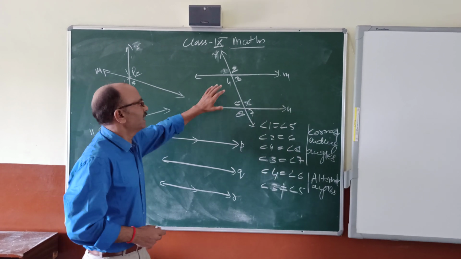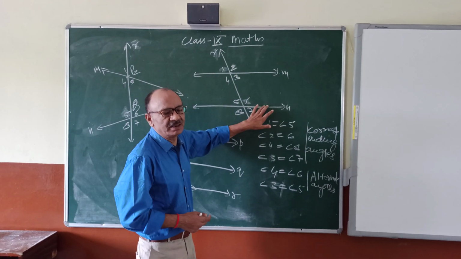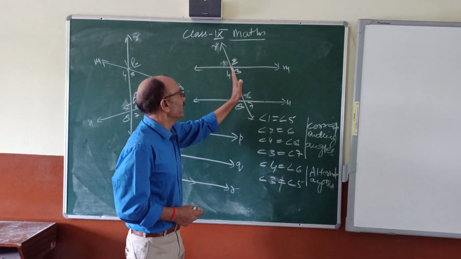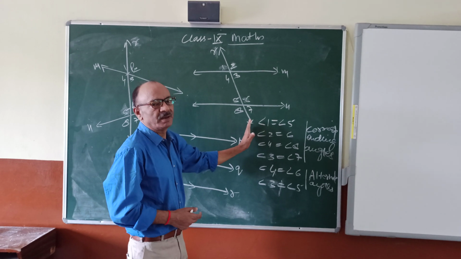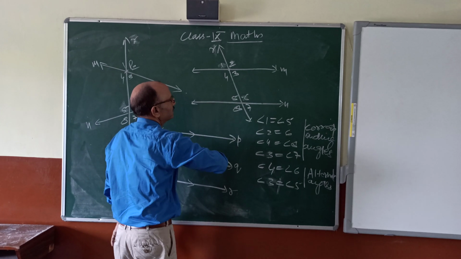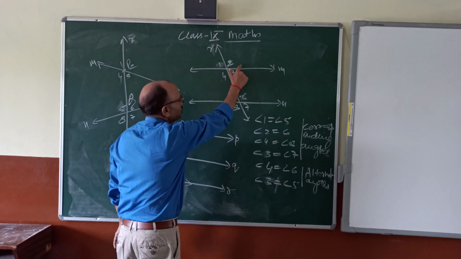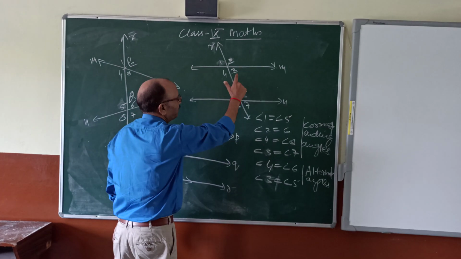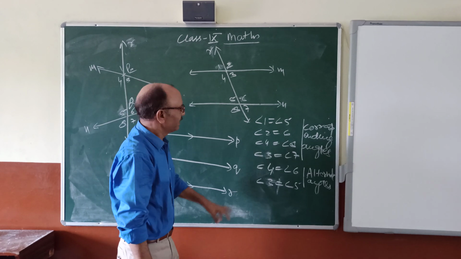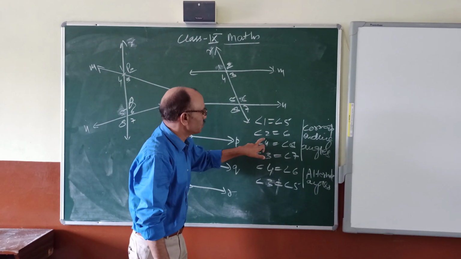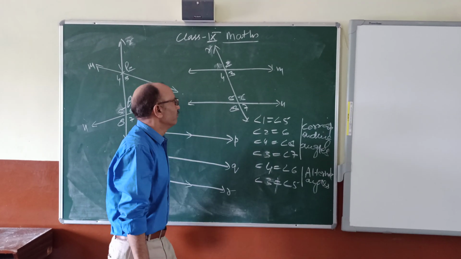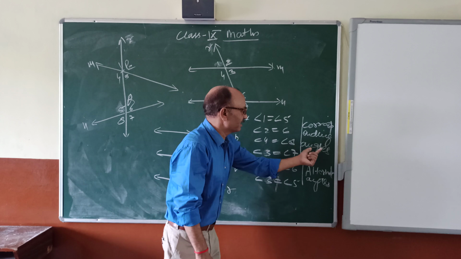Now comes the other type of lines. When the lines are parallel, what happens with these angles formed by a transversal? In that case, the corresponding angles 1 and 5, 4 and 8, 2 and 6 and 3 and 7 will be equal. Clear? 1 and 5 will be equal, 2 and 6 will be equal, 4 and 8 will be equal, and 3 and 7 will be equal because they are corresponding angles.